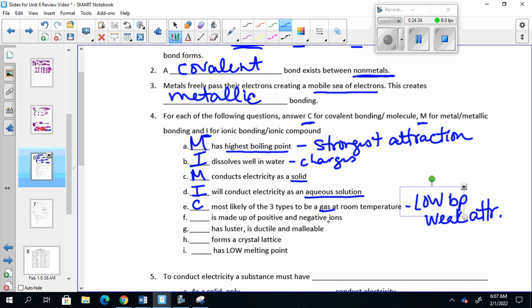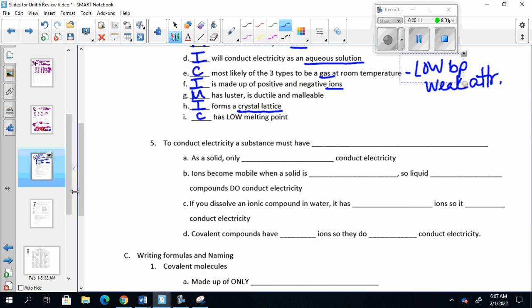Is made up of positive and negative ions. Ionic bonds have ions. Has luster, is ductile, which means you can make it into a wire, and is malleable. That is a metal. Remember we did the whole lab where we had all those different substances and you had to figure out what type of bonding it was, covalent, metallic, or ionic based on these properties? Crystal lattice. So a crystal lattice means it's constantly repeating and its ions are all attracted to each other, forming a crystal. So that's ionic. And then low melting point would have to be our covalent, because they're weak attractions.